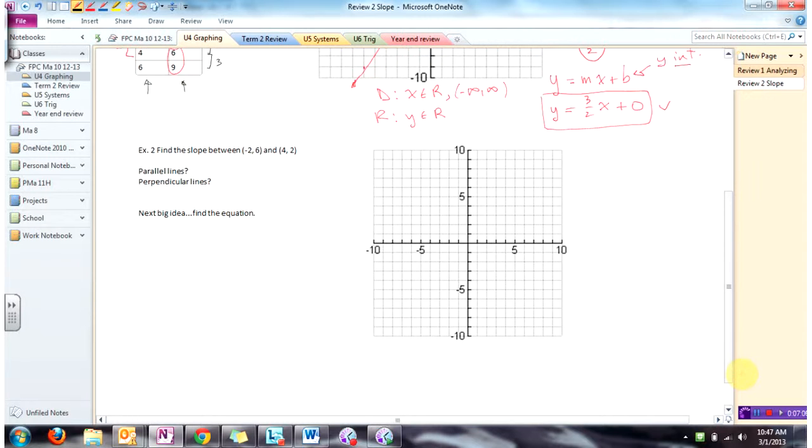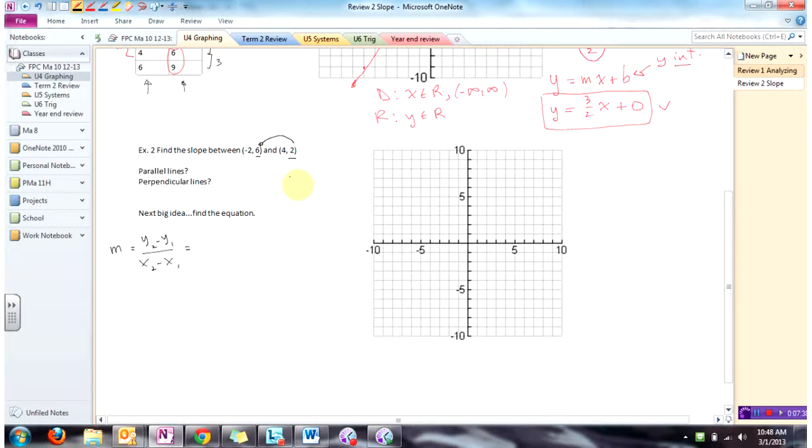Example number 2. Find the slope between negative 2, 6 and 4, 2. Of course I could use the graph, but I want to show you again how to use the formula. If we subtract the y-coordinates and the x-coordinates, we'll get the rise and the run. A common question I get is, what order should I subtract it in? Should I go 2 take away 6? Or should I go 6 take away 2? These, by the way, are the y-coordinates. And the answer is, it doesn't matter. I'll do it both ways just to demonstrate it.